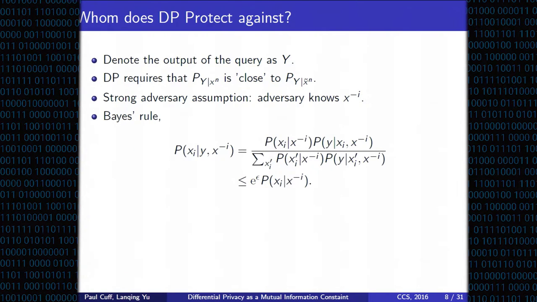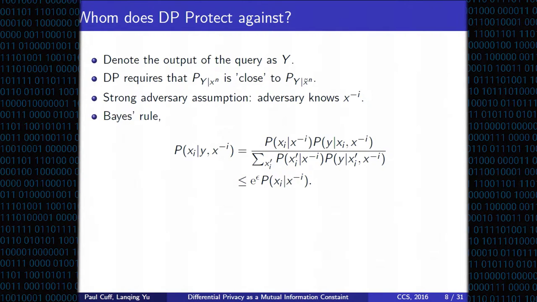We can apply Bayes' rule, and here is the prior belief of the strong adversary about the last entry, which he didn't know. And this is his posterior. And this bound comes from the constraint of differential privacy, and it just tells us that the posterior update is small. Of course, you can apply this Bayes' rule to a weaker adversary, for example, someone who knows all but two entries in the database.